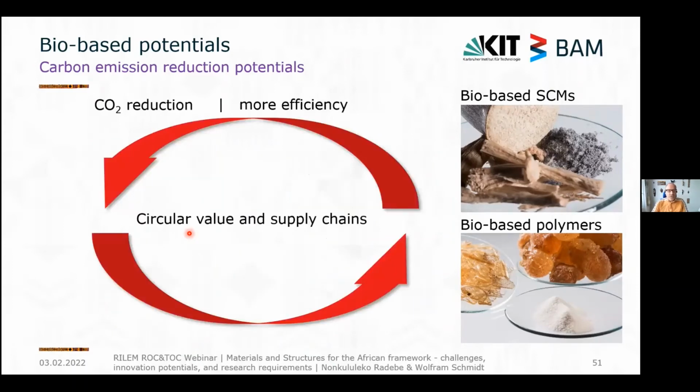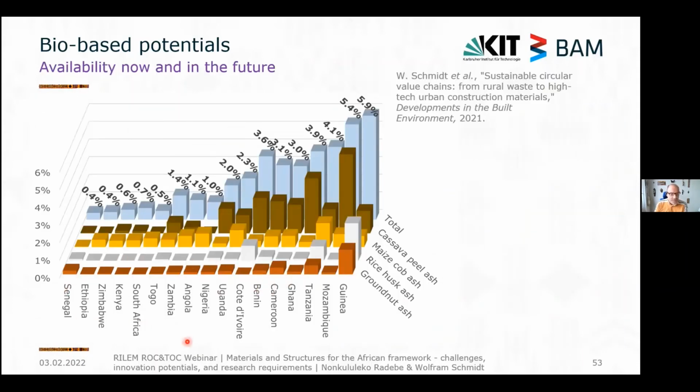And then we certainly have to make sure that this all happens in a circular way, that the value chains and the supply are connected on the short distance and create livelihoods and circles. Here's an overview for different countries in Africa, how much of the total country's maximum cement production capacity can be replaced by the most often occurring plants: cassava, maize, rice husks, and groundnut ashes here. And we can see that the percentages are relatively low for quite some countries. For others, they are higher, 3, 4, 5%, up to 6%.